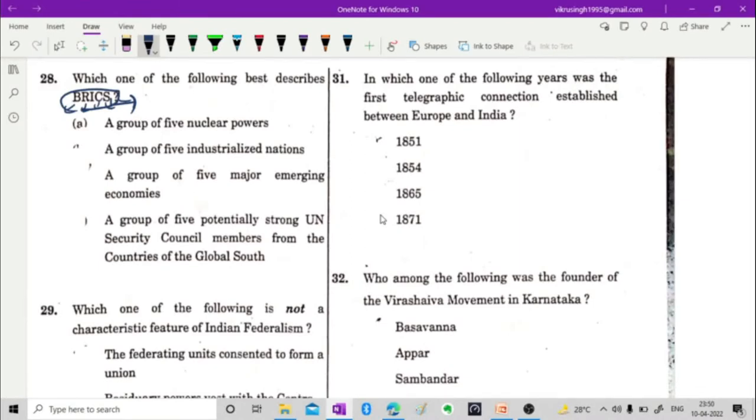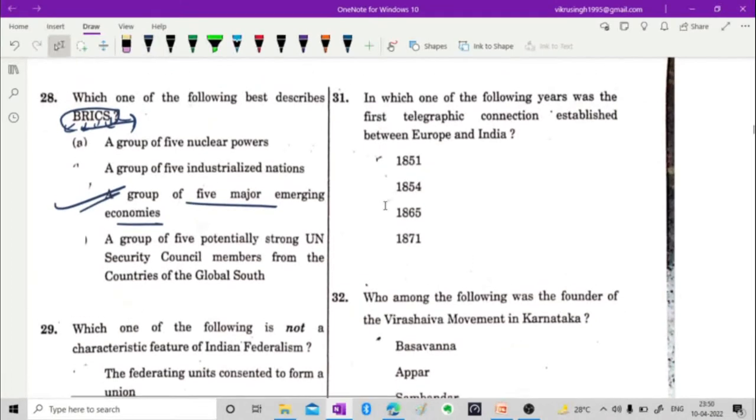Which of the following best describes BRICS? It is a group of five major emerging economies. So the correct option is C.